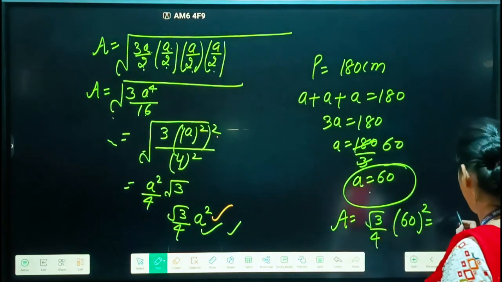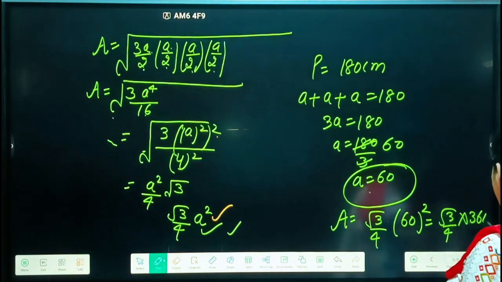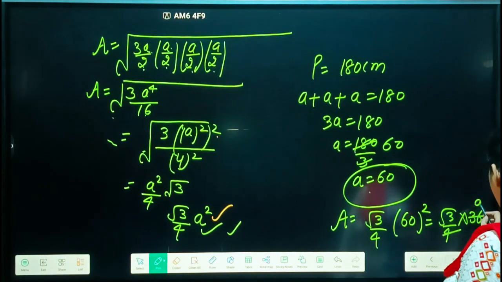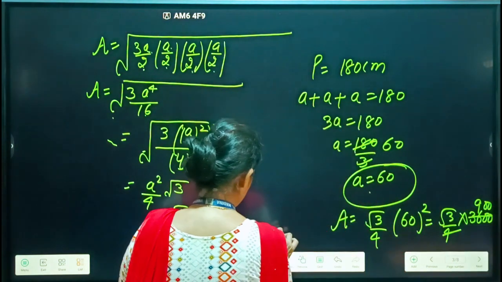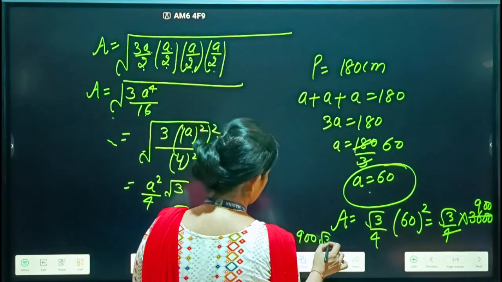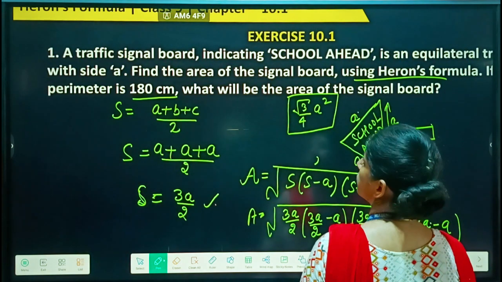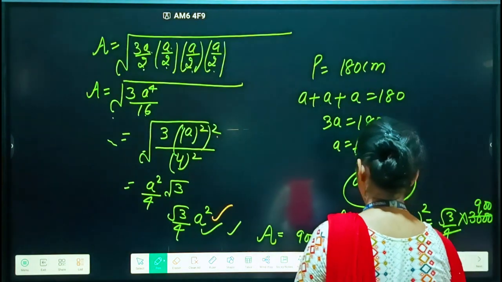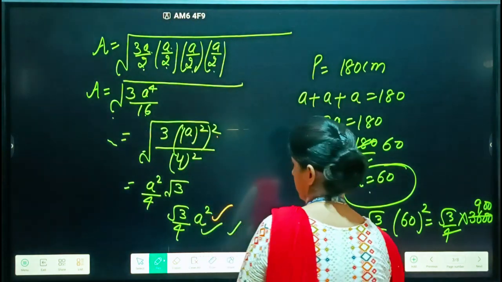ठीक है, root 3 by 4, 60 square is 3600. 4 9s are 36. So our answer is area is equal to 900 root 3. I think this is centimeter square. Yes, centimeter square. ठीक है, so it is centimeter square. This is our answer. ठीक है.